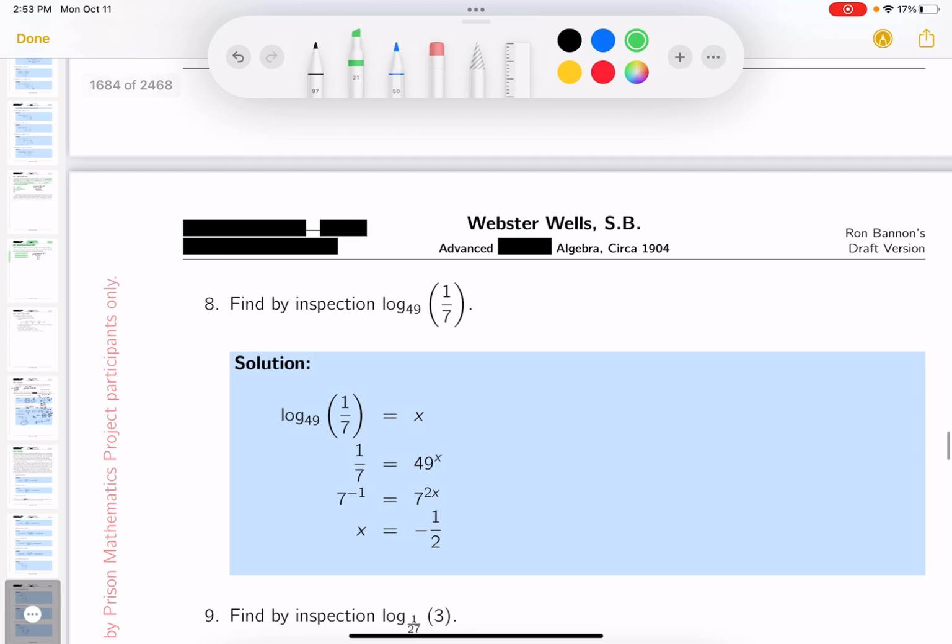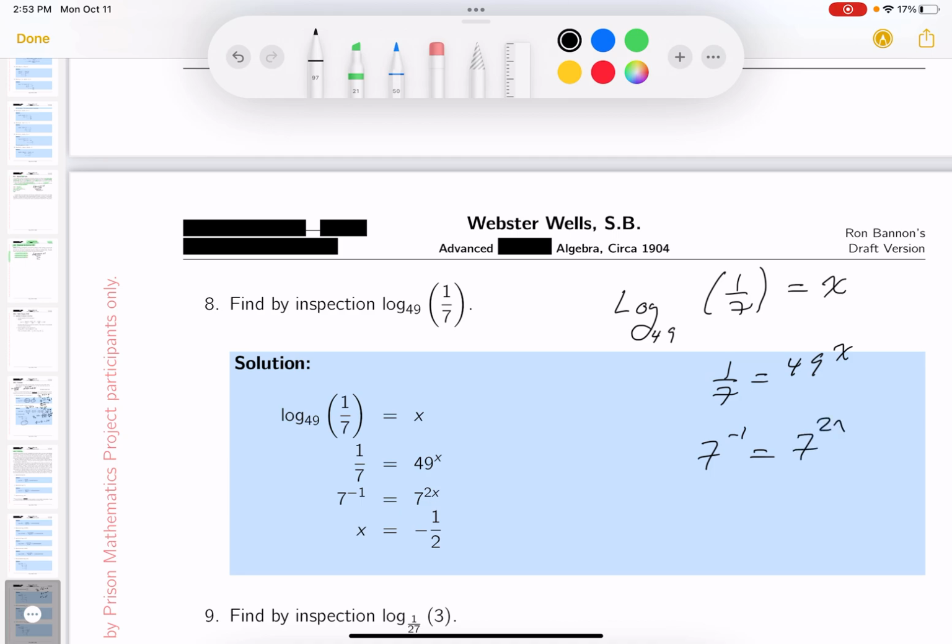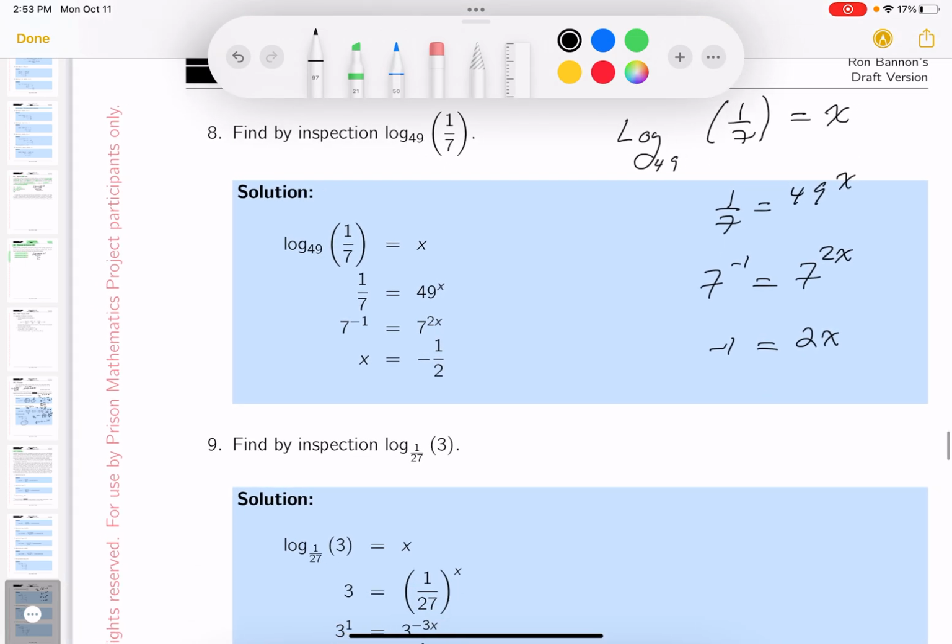By inspection, I want to point out what inspection means. Wells often says that you should be able to look at things and know their answers. I'm not of the opinion, by the way, but if they say it's by inspection, you can do it without a calculator. So I'm going to write this over here for you. Log base 49 of 1/7. I don't know what it is, so 1/7 equals 49 to the x. Well, this is going to be 7 to the minus 1, and 49 is actually 7 squared, so it's 7 to the 2x. What does that mean? Minus 1 equals 2x. And what does that mean? x equals minus 1/2. So the answer would be minus 1/2.